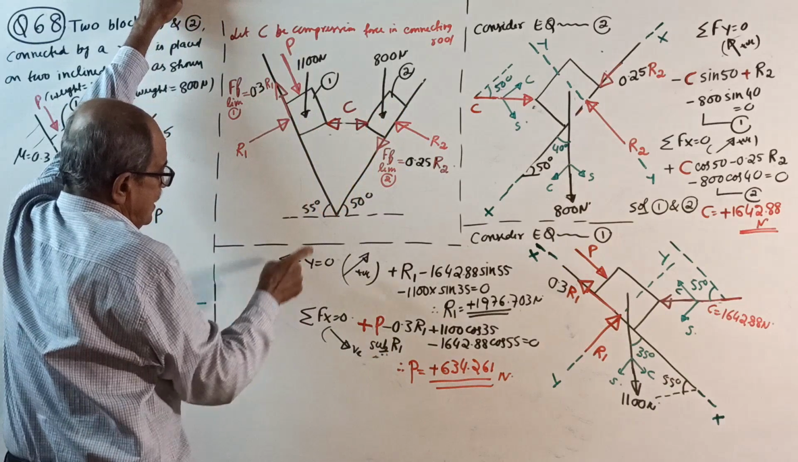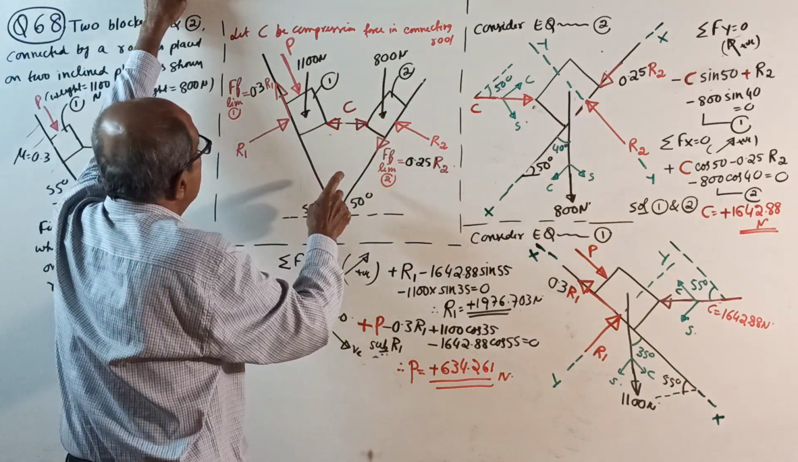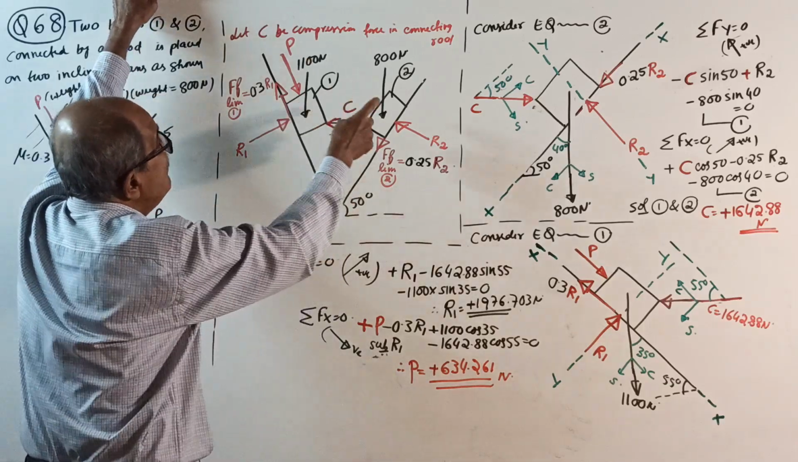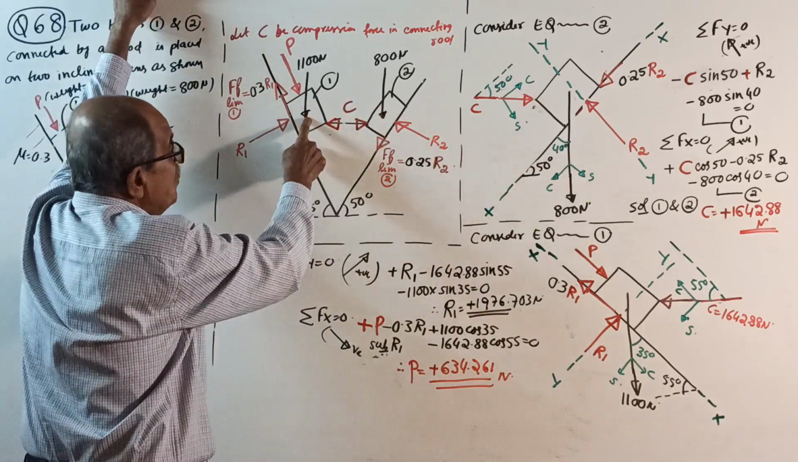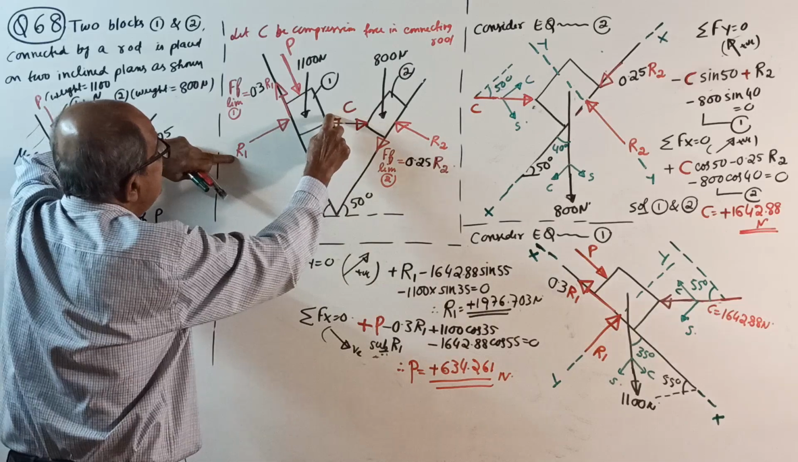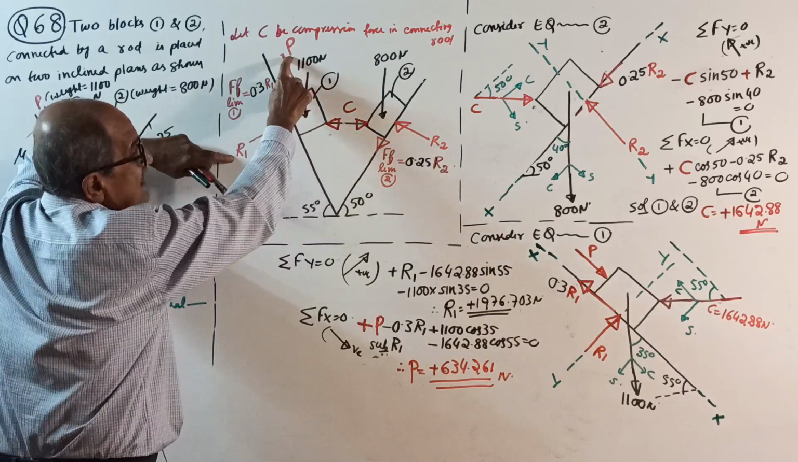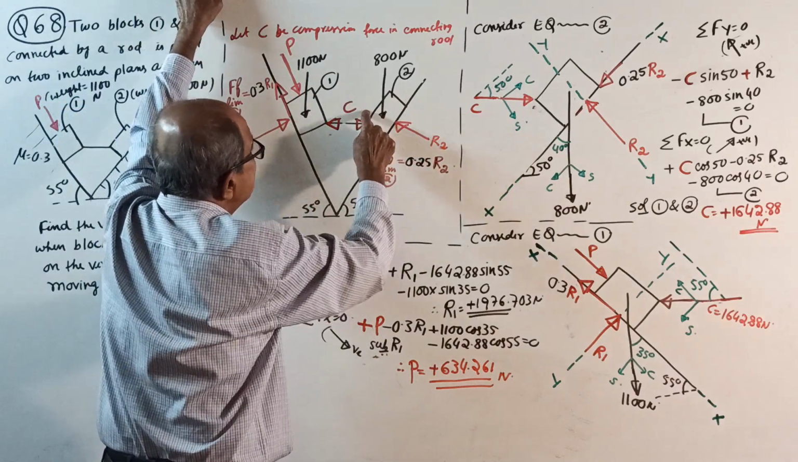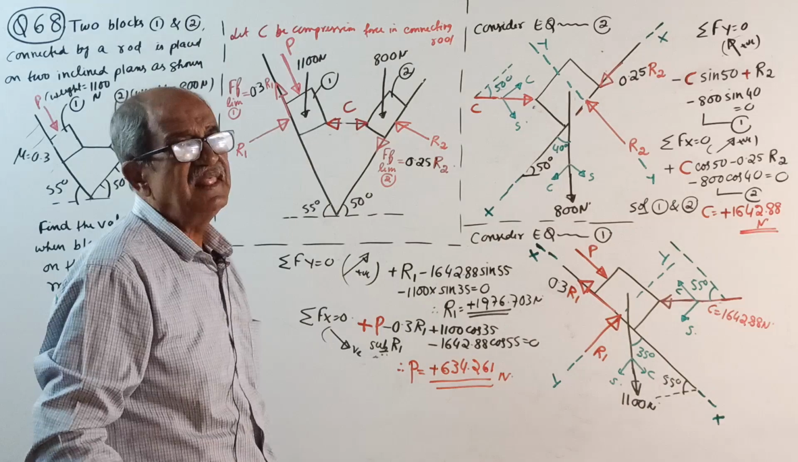It's a compression, you push it. See here. Block 1, unknowns are R1, C and P, 3 unknowns. Block 2, R2 and C. So block 2 has fewer unknowns.